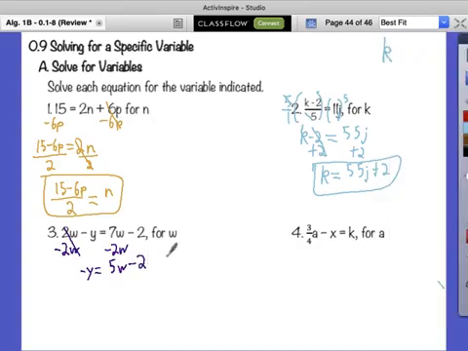I don't really know. Do we add 2 to w? We'll add 2 to both sides, because we want to get w by itself. Do we know what negative y plus 2 is? No, we can write it.